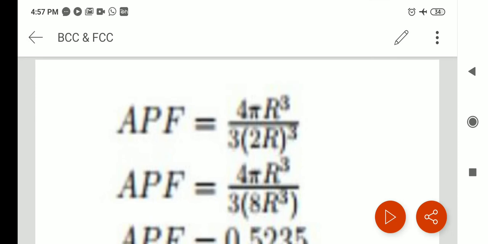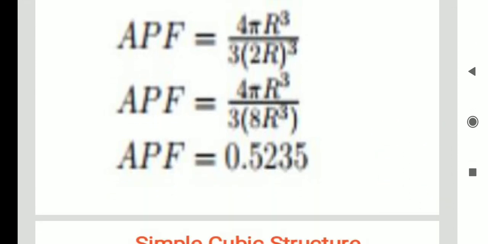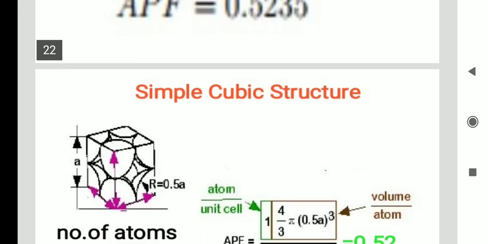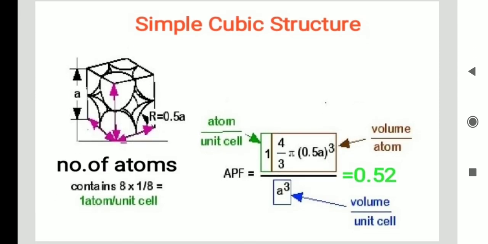Then here we mention the things. Then simplify, A equal to 2R, so R equal to A by 2. Then substitute the values here. APF is 4 pi R cube by A cube. After simplification you will get 0.52. So here is the simple process for the simple cubic structure.